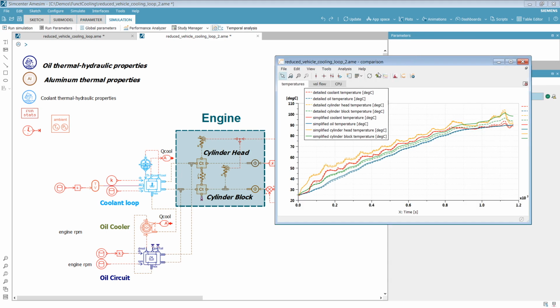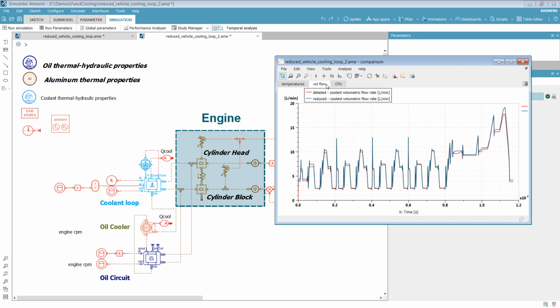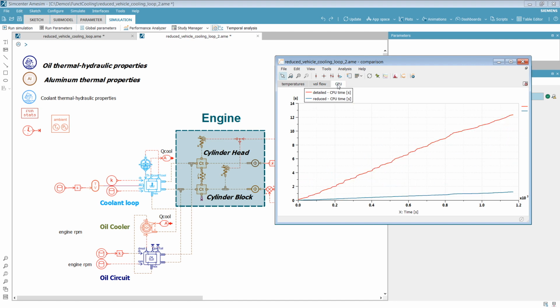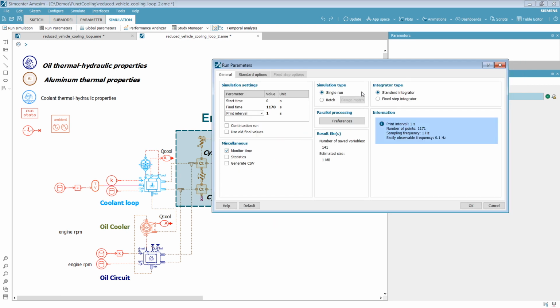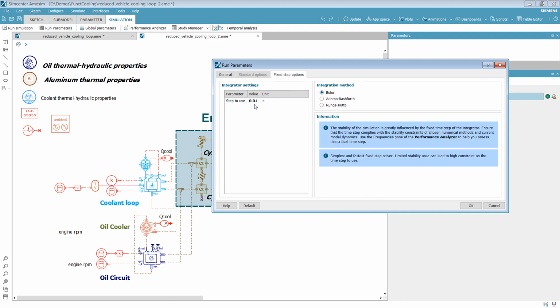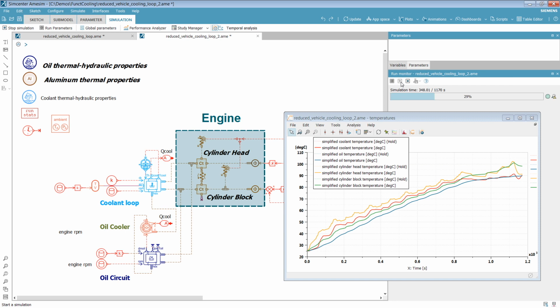Temperatures and coolant flow rates are very similar. In terms of the CPU time, the model using the functional components is about 10 times faster. Moreover, the model is now real-time compliant since we can switch to an Euler solver with a fixed step of 10 milliseconds. The temperature comparison between both solvers does not show any difference.